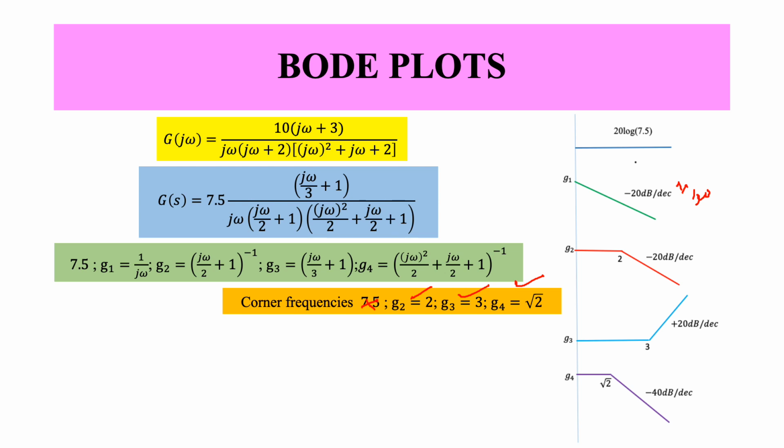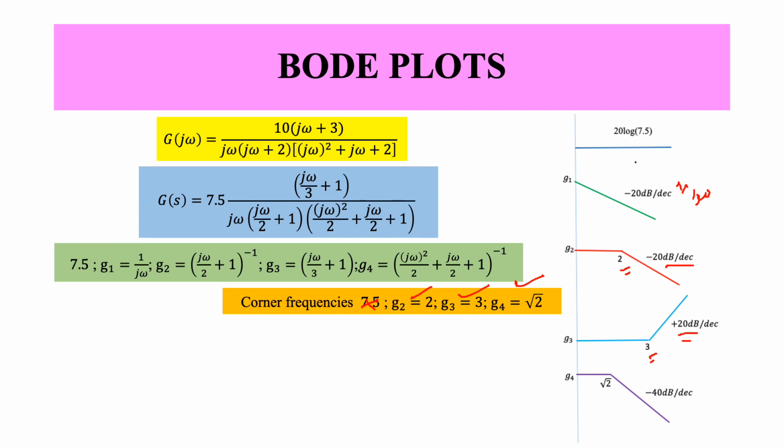What about G2? G2 is a first order term. It is a pole, so it will start on this axis, then it goes straight for a while and then goes down. So this is again minus 20 dB per decade. The corner frequency is 2. Then for j omega by 3 plus 1, again it will go straight till 3 and then it will go up with plus 20 dB per decade.